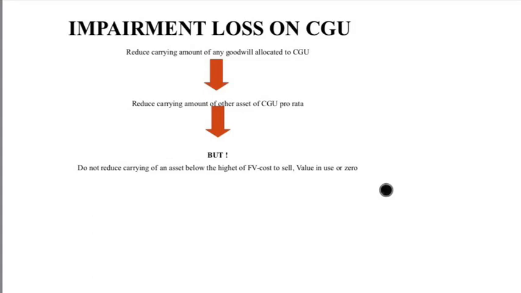First, reduce the carrying amount of any goodwill allocated to the cash generating unit. Second, reduce other assets pro rata based on asset carrying amount, subject to floor level. Floor: no asset is reduced below the highest level of fair value less cost of disposal, value in use, or zero.